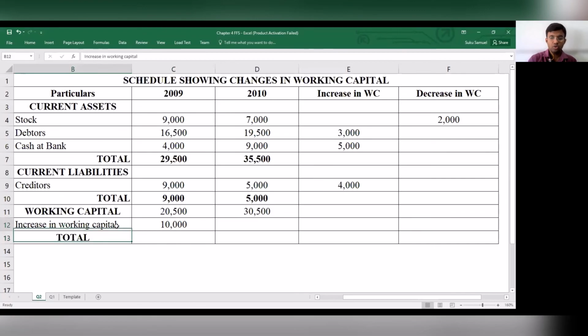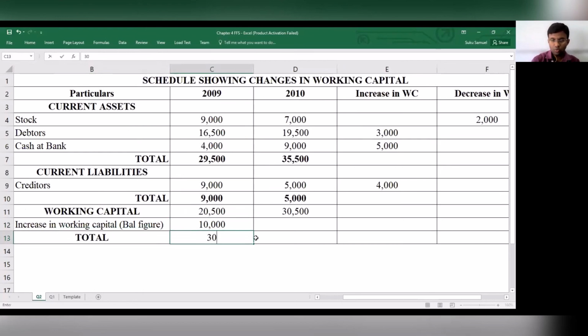Now, when you see this total over here, this increase or decrease is nothing but your balancing figure. So we've captured the balancing figure, and the total over here would be 30,500. Here also it will be 30,500. The assumption we have come to is that the working capital has increased by 10,000. With that note, we have completed the preparation of the schedule showing changes in working capital, which is one of the first steps to fund flow analysis.